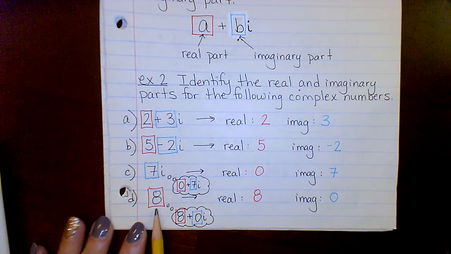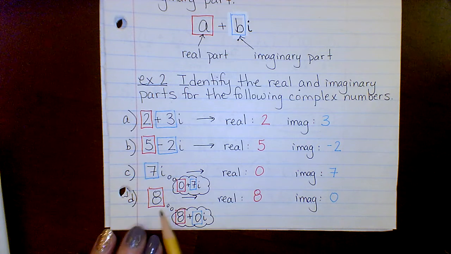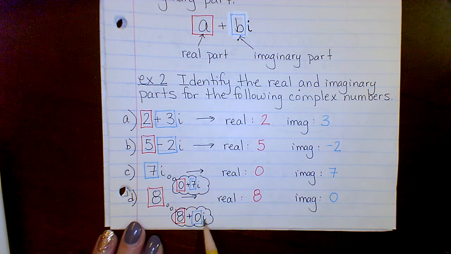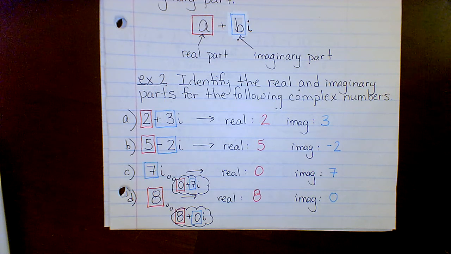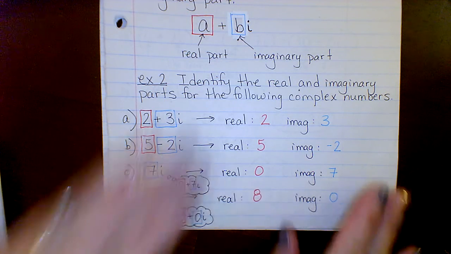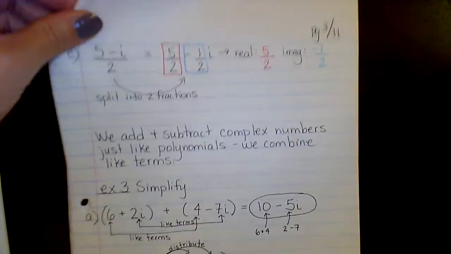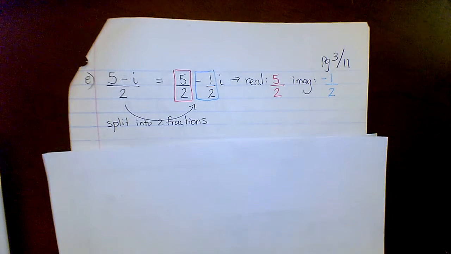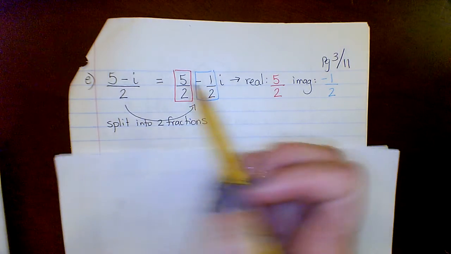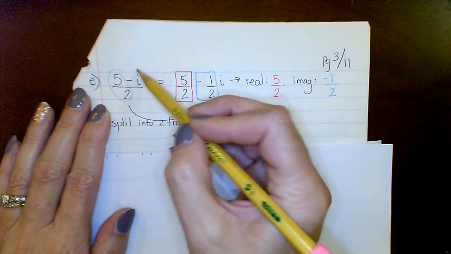If you happen to have a number like, say, 8 that doesn't have an imaginary part, well, then you can think of it, there's my happy little thought cloud here, as 8 plus 0i, in which case its real part is 8 and its imaginary part is 0. All right, if it seems like I'm moving a little fast, remember you do have a pause button, so you can always pause these.